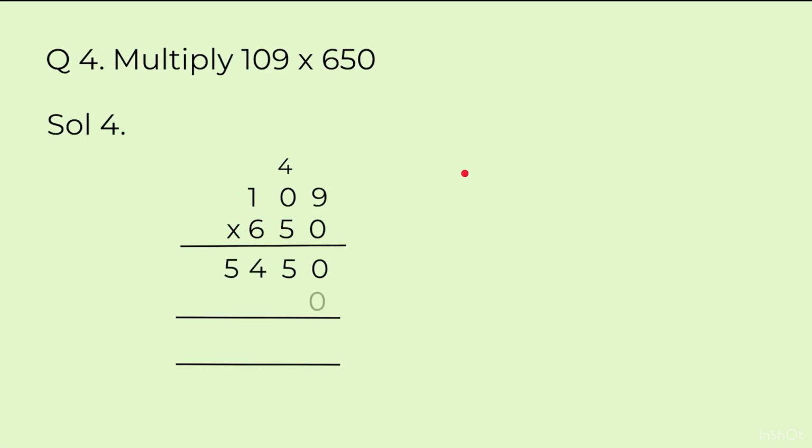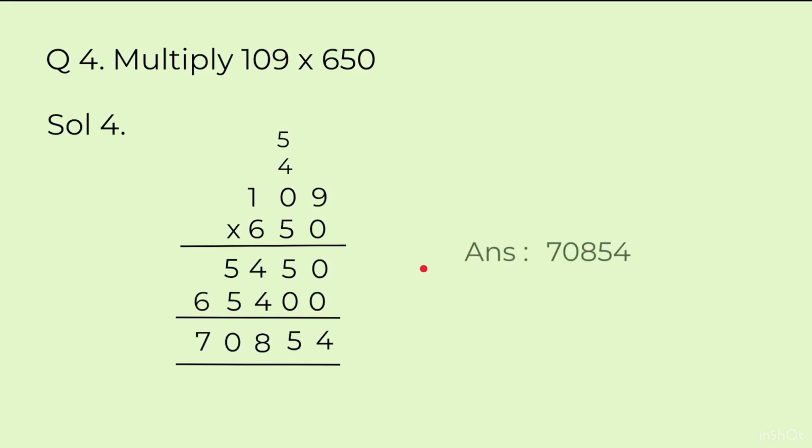Then we'll put 2 zeros because 6 is at the hundreds place. Then multiply 6 by 9. 6 into 9 is 54. 5 at the top, 4 at the bottom. 6 zeros are 0 plus 5, 5. 6 ones are 6. Now we'll add these two numbers. We get the answer as 70854.